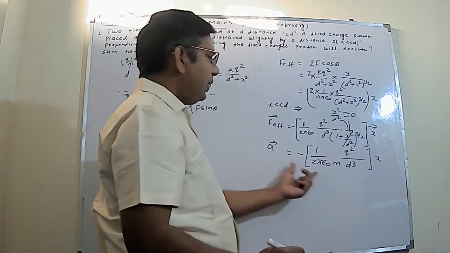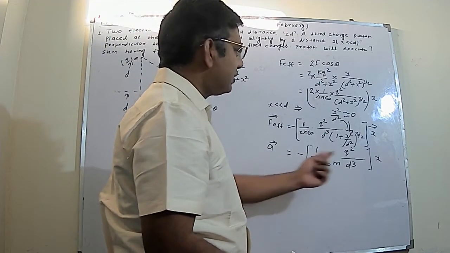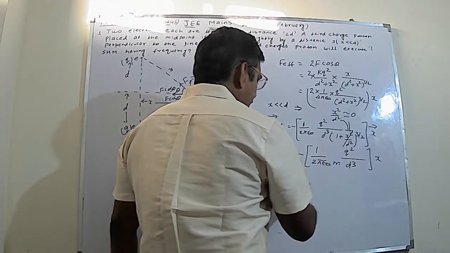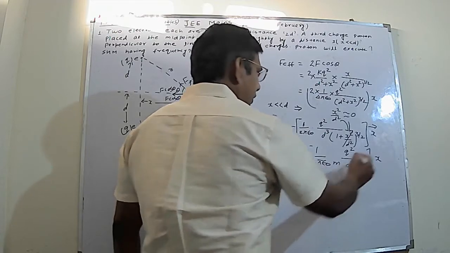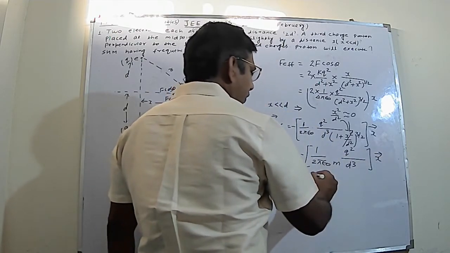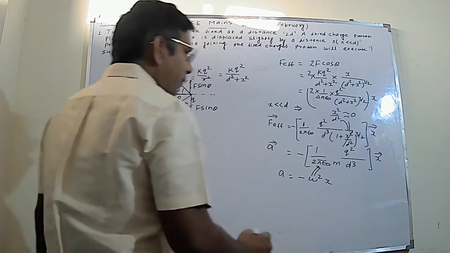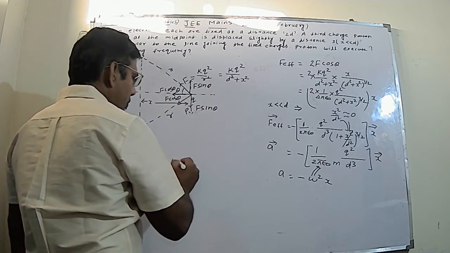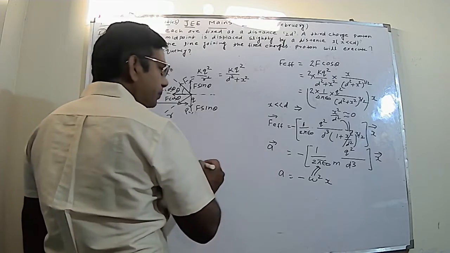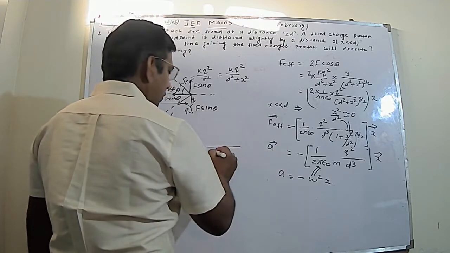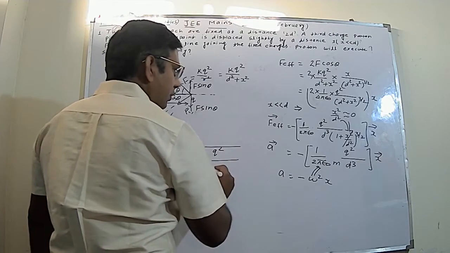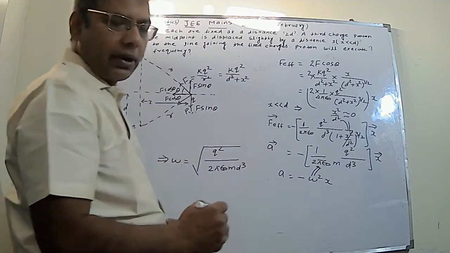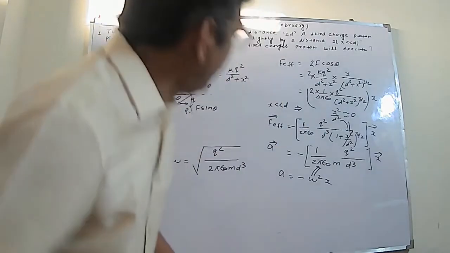Now this is a very famous relation. We know that if this type of acceleration and displacement relation is there, then this is SHM, and a is equal to minus omega square x. So here we can find omega, because we have to find the angular frequency. So angular frequency omega will be q square divided by 2 pi epsilon naught m d cubed, under a square root. So this is our final answer.